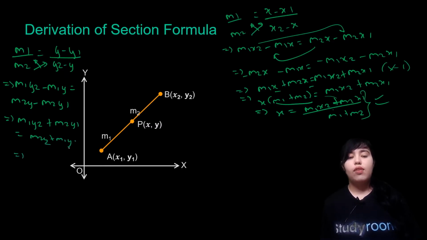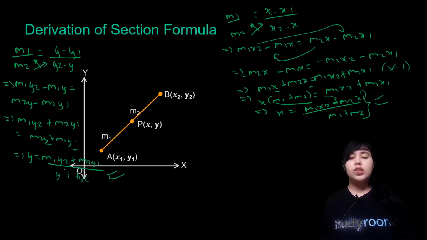If you take y common, again you will get y as m1 y2 plus m2 y1 upon m1 plus m2. So again we've got the y coordinate, and as you can see, this is m1 plus m2 in the denominator, numerator has m1 term, m2 term, in between there is plus. You write the y terms because this is the y coordinate. With 1 comes 2, with 2 comes 1. So these are your x and y coordinates for the point P.